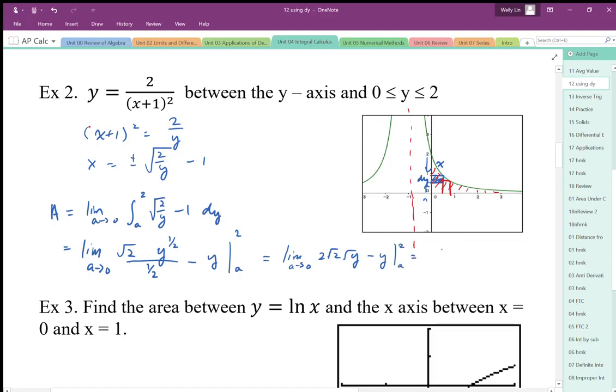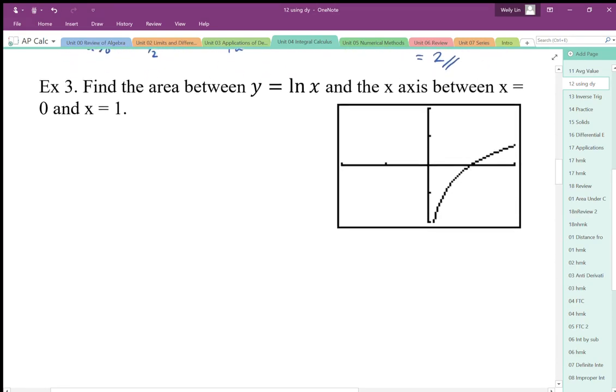Plugging in, I'm going to end up with 2 root 2 times root 2, which is 4, minus 2, minus plugging in 0, we're going to get minus 0. Okay, so we get an area of 2. So that unbounded area ends up being an area of 2.